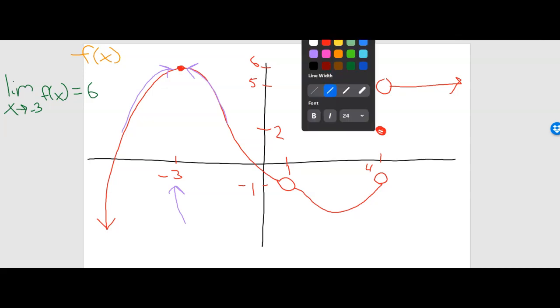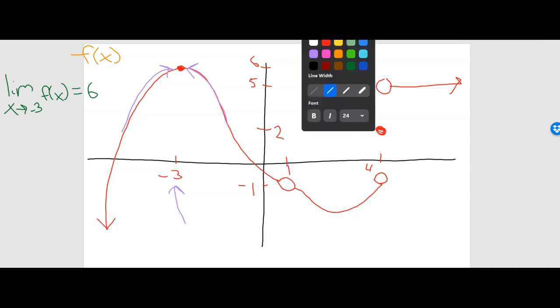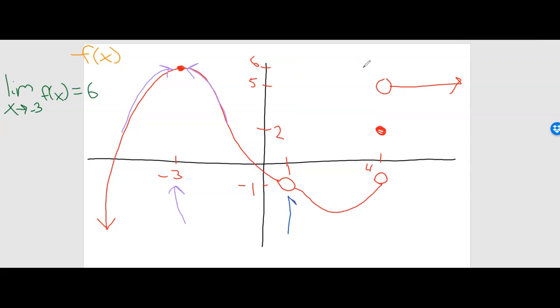Now let's look at another example here. Let's use blue. So the limit as x approaches 1 of f of x. Now we're going to trace it from the left-hand side, or the negative side, and we're going to trace it from the right-hand side, or what we call the positive side. And we'll notice that they both seem to be approaching -1.